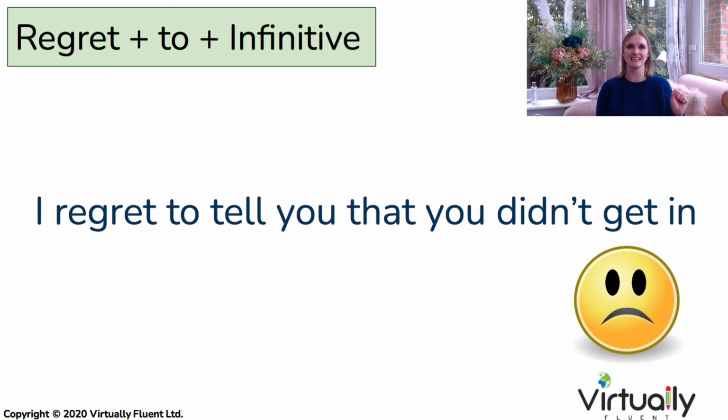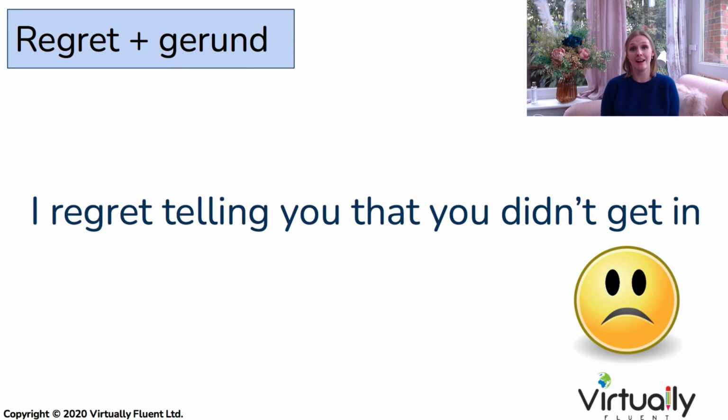By the end of the sentence, they know the bad news, but at the beginning of the sentence, they don't know. I regret to tell you, in 1 second, that you didn't get in. Regret with the gerund means you already told the person the bad news at some point in the past, but you feel a bit guilty and a bit sad about that. I regret telling you last week that you didn't get into university.